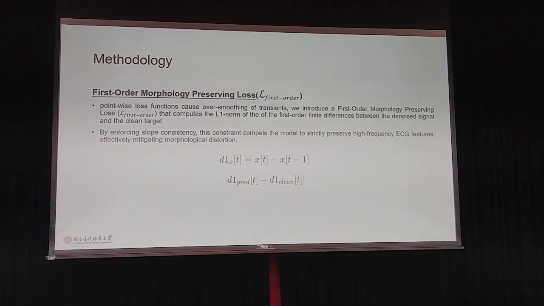To address the oversmoothing problem mentioned in model modification, we introduce the first order morphology resolving loss. Traditional loss functions focus on the absolute voltage at each point. Instead, our first order morphology resolving loss focuses on the slope of the signal. Showing the equation, we compute the first order difference of both the denoised signal and the clean target, and calculate the norm of their difference. We force the model to match the speed and slope of the QRS complex.